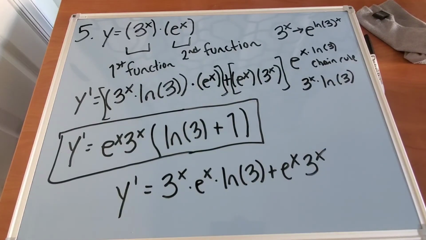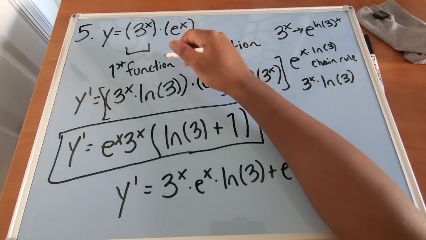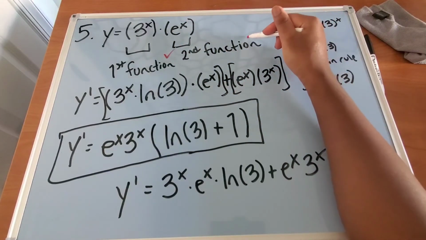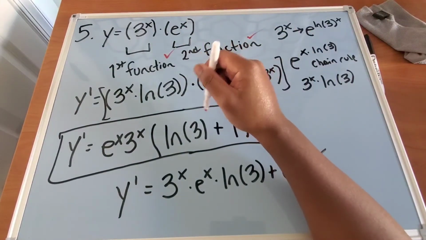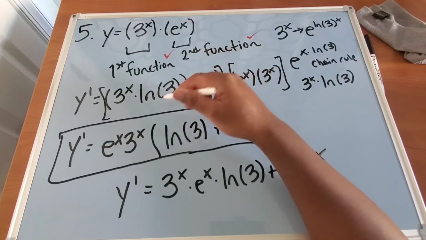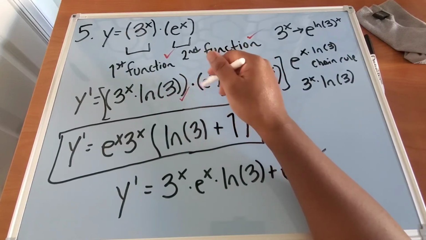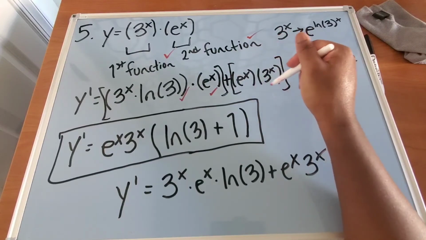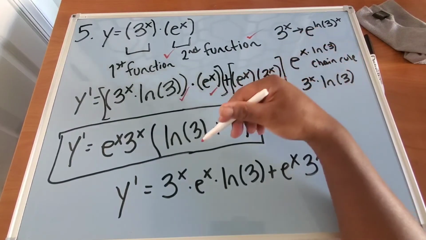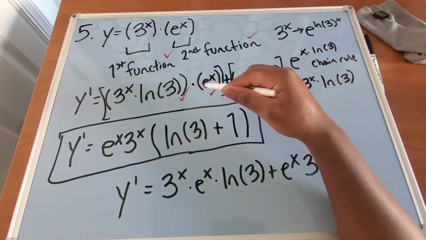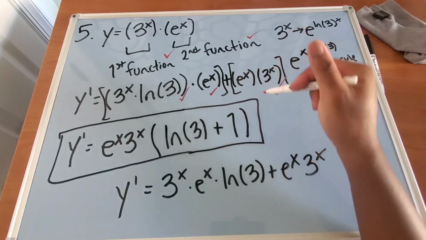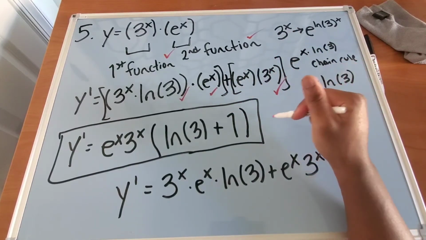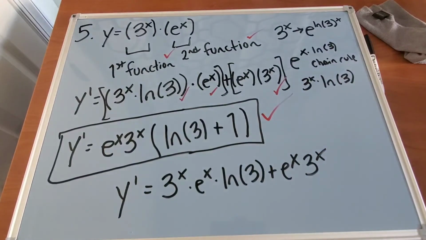So we can check this. So we have our first function is 3 to the x. Our second function is e to the x. Derivative of the first function, 3 to the x times the natural log of 3, times the second function, which is e to the x, plus e to the x times 3 to the x. We pulled out an e to the x and a 3 to the x, so that's going to leave us with natural log of 3 plus 1 inside of the parentheses, so that's correct.